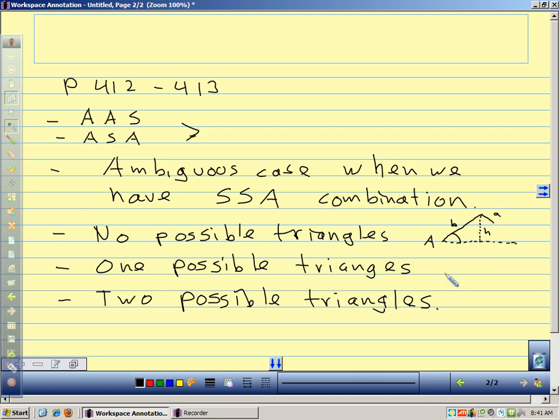One possible triangle is the case that we've been looking at. The triangle looks like the ones we've been looking at so far. So this is angle A, and this is side B, and this is side A. So this is our one possible triangle, and if this is my height, if A is bigger than B, and A is bigger than the height, we have one possible triangle.